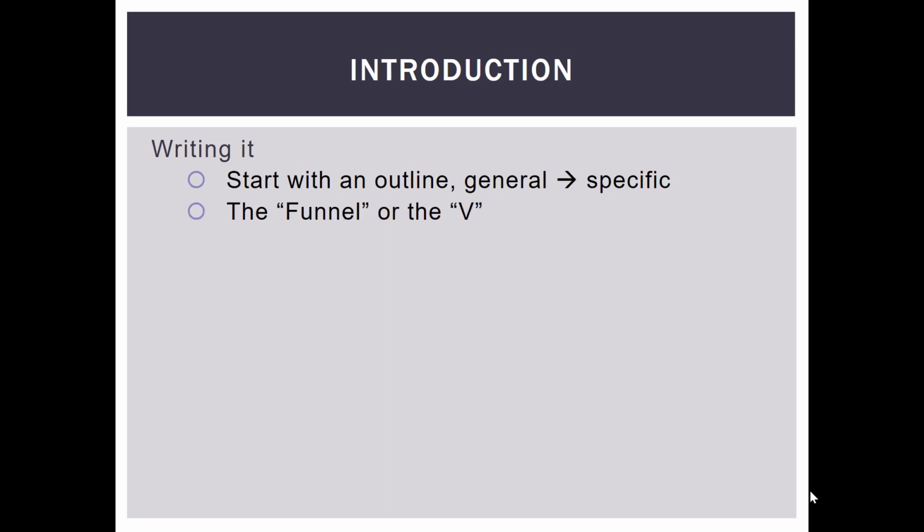So our introduction, when we write it, we want to start with an outline, moving from general to specific. Think of the funnel: problem statement down to your specific research question. This should be about 3 to 5 pages long, thinking of an APA manuscript where your pages are double-spaced, you remove the extra space after a paragraph.